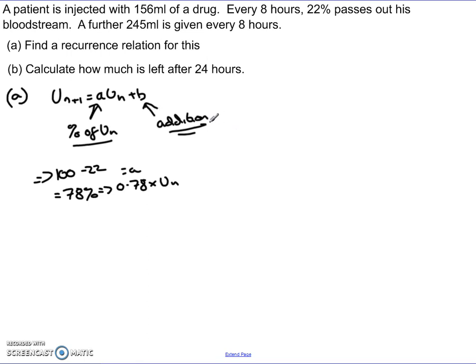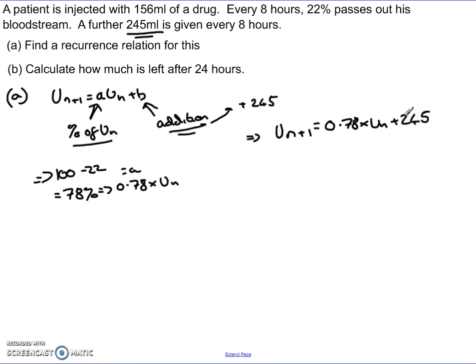My addition is then, what am I doing to correct this, or what else am I putting back into my system? Well, looking at this one here, a further 245 millilitres is given every 8 hours. So my plus b is going to be plus 245. So from this, I can write my recurrence relation out. I can write u(n+1) equals 0.78 times u(n) plus 245.